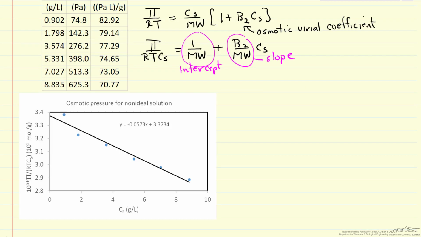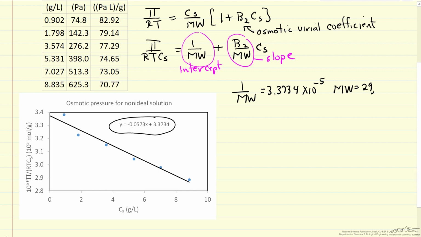So note, in order to make the plot look easier to read and have the y-axis scale, I've multiplied the y-axis by 10 to the fifth. So I have here the equation for just a trend line fit, and you can see the intercept 3.3734. The intercept then is the inverse of molecular weight, so 1 over molecular weight. But remember, I've multiplied by 10 to the fifth to get that number, so it means I have to divide by 10 to the fifth. If I do that, then the molecular weight, I calculate 29,644. Of course, not accurate to that many significant figures.